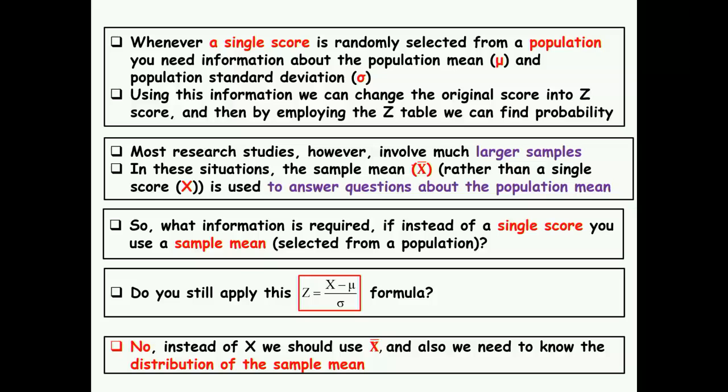Now we are using a little bit of a trick to know what the population mean would be. So anyway, go back to that. If it is a single score, you want to know the distribution of population mean and population standard deviation. If you are talking about sample means, you need to know the distribution of the sample mean because you are talking about samples. This sample, this sample, this sample, this sample.